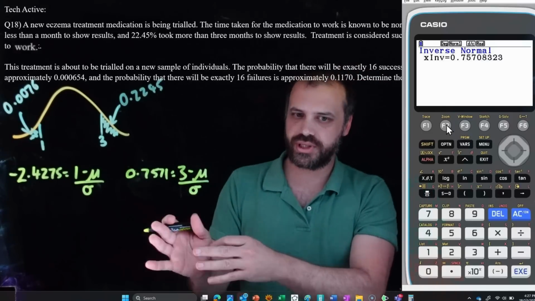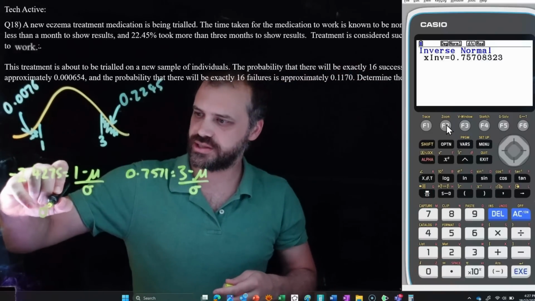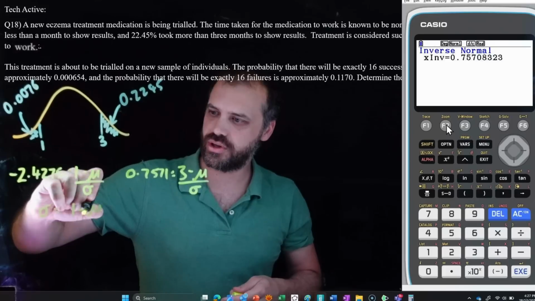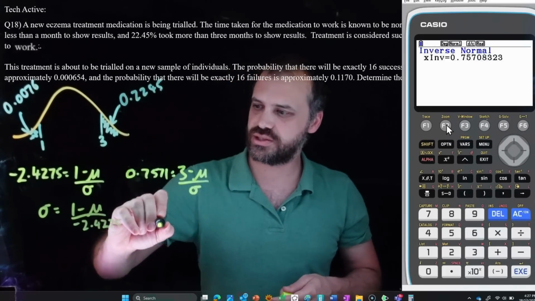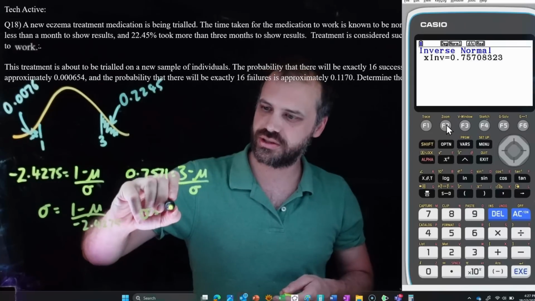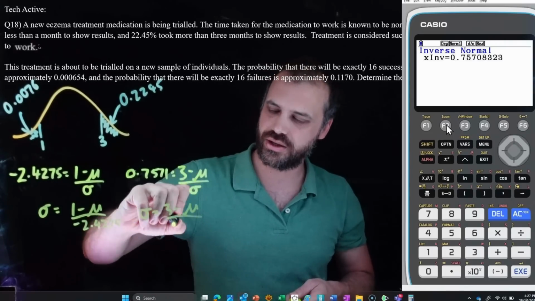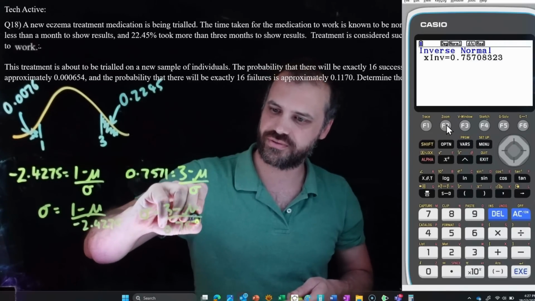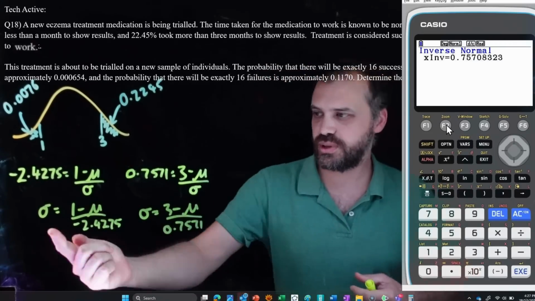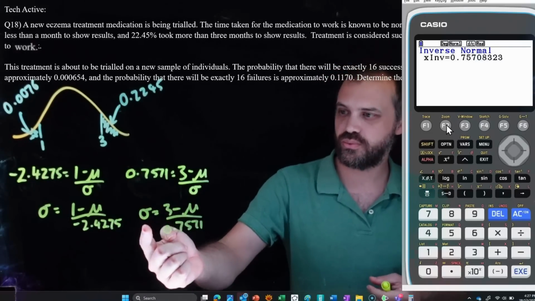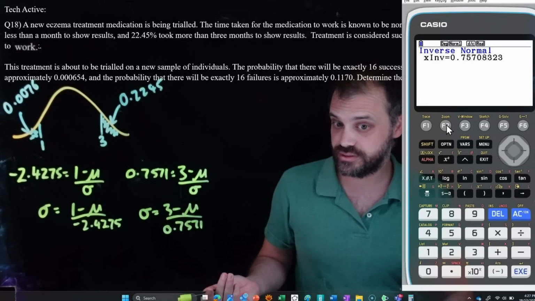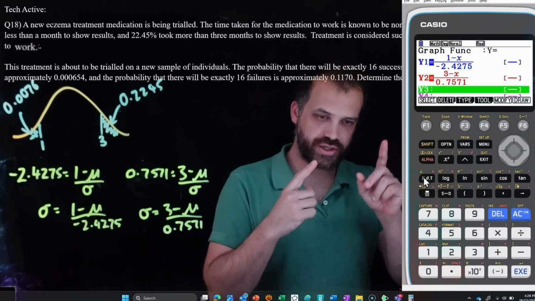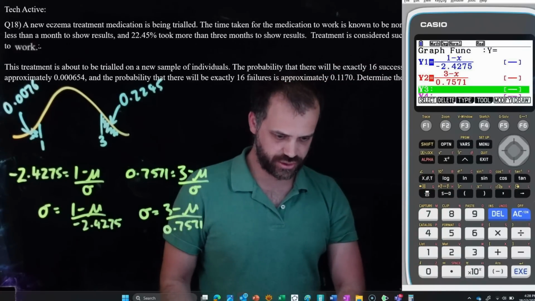So I think it's probably easier to rewrite these as standard deviation equals 1 minus mean over negative 2.4275. And this one is standard deviation equals 3 minus the mean over 0.7571. So this can just be y equals that, and this can just be y equals that. And we can graph these as 2 straight lines. So there we have it. Y is our standard deviation. X is our mean.